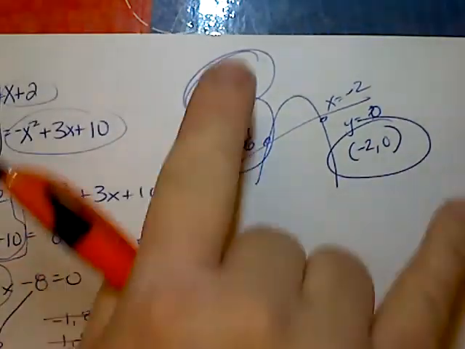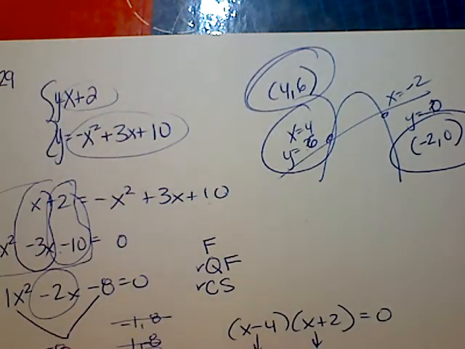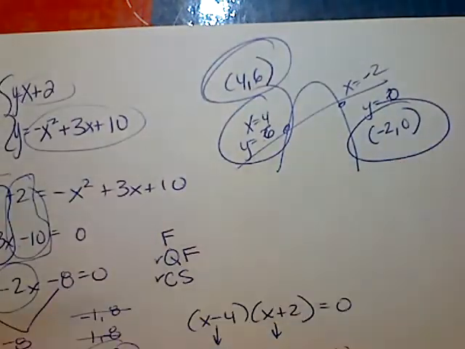How do you know if these 2 answers are correct? You go into Desmos, you graph these 2, and you click on where they intersect, and these should be your 2 answers.